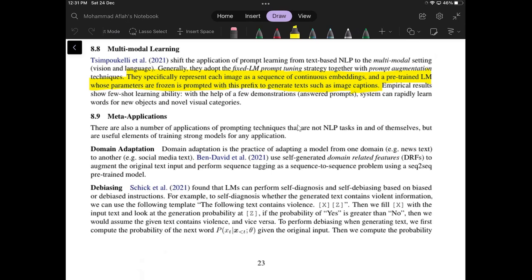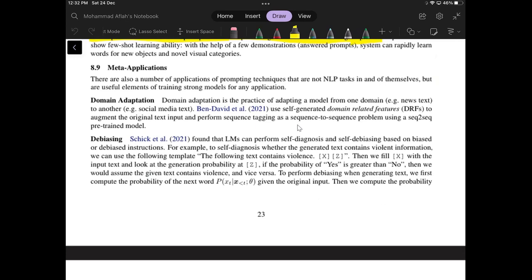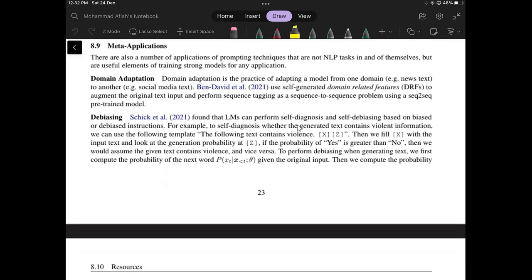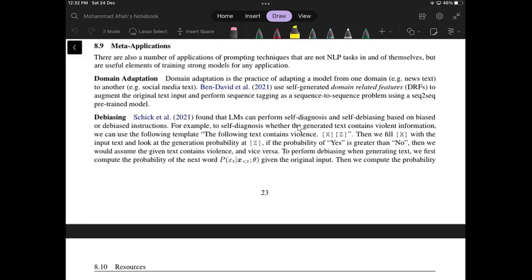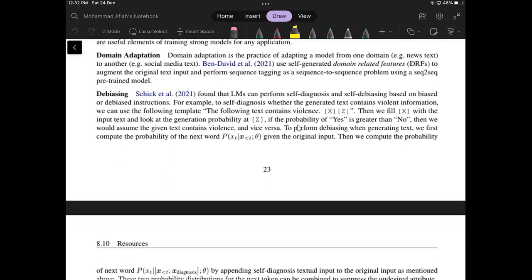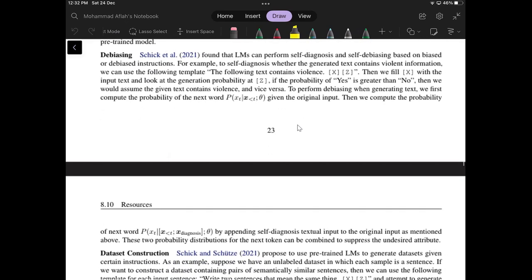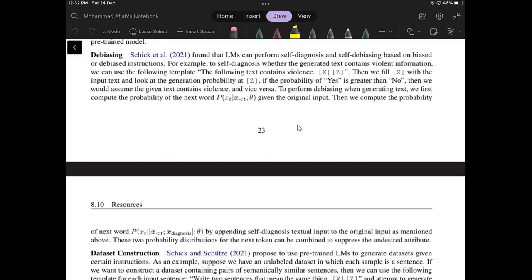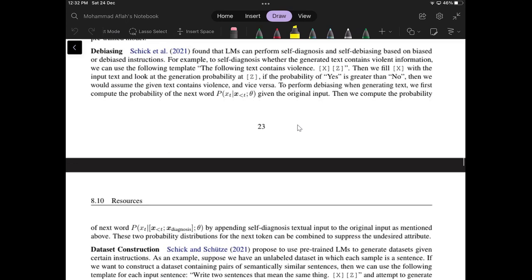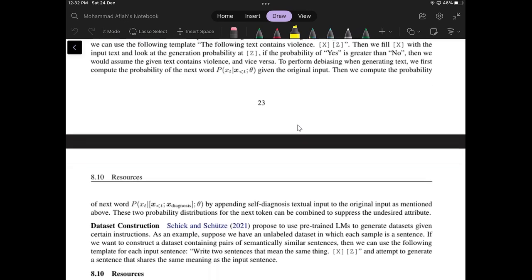For meta applications, you have domain adaptation, the practice of adapting a model from one domain like news to social media. For this, you use self-generated DRFs, which are domain-related features, to augment the original input. For debiasing, this is just self-diagnosing the issues in the model and debiasing based on some instructions. So you have, say, the input "the following text contains violence x z", then we fill x with the input and then look at the generation probability at z. If the probability is yes or no, then we can know what it is.